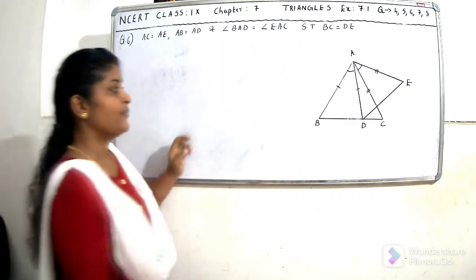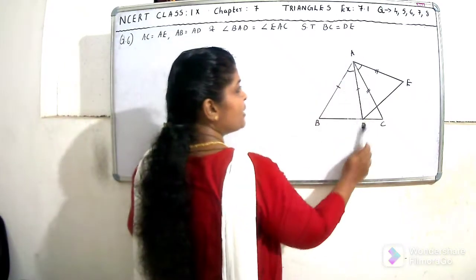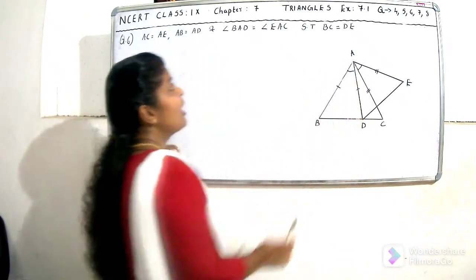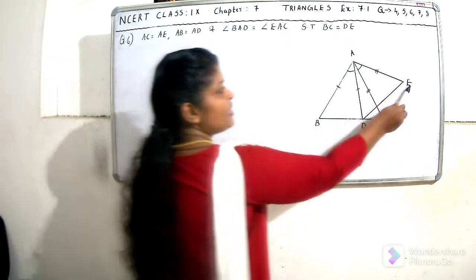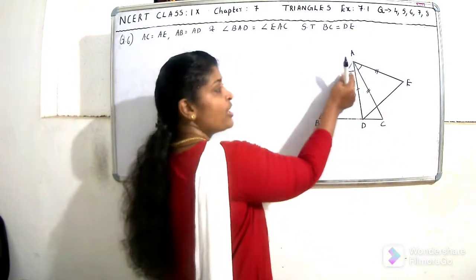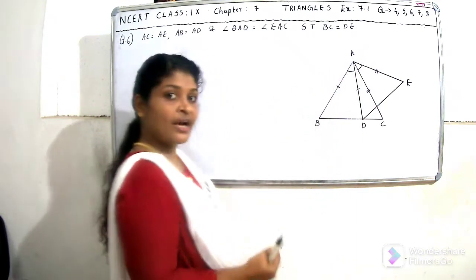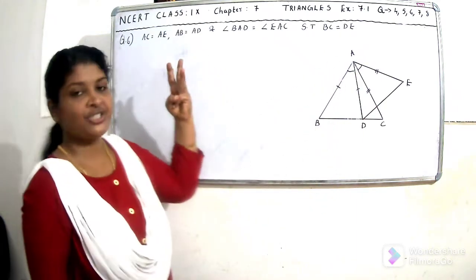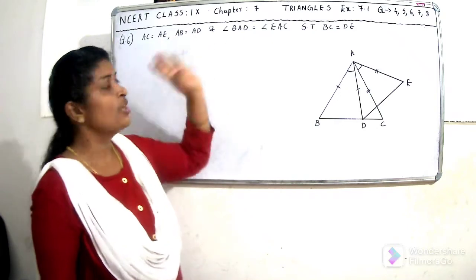Angle BAD, that means this corner, and EAC, that means this corner. These two, not the complete angle, this one and that angle are equal, given. Three pieces of information are given: 1, 2, 3.